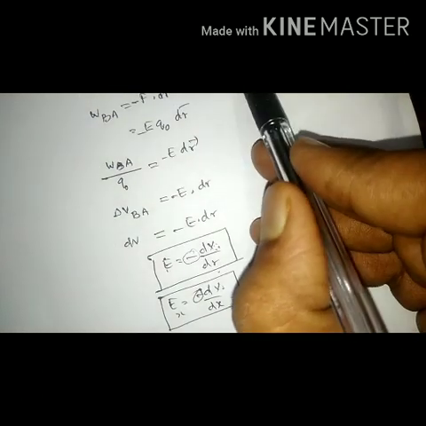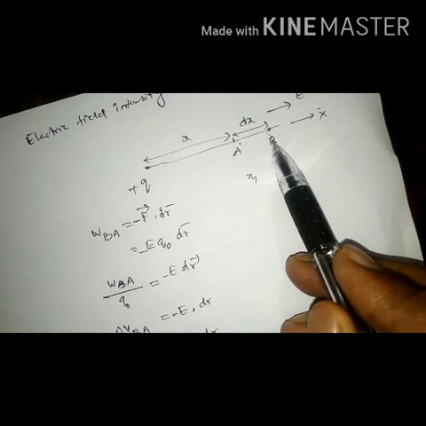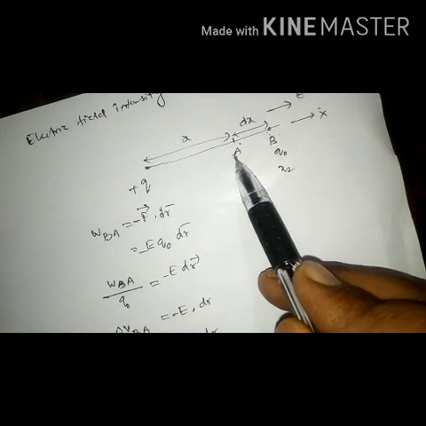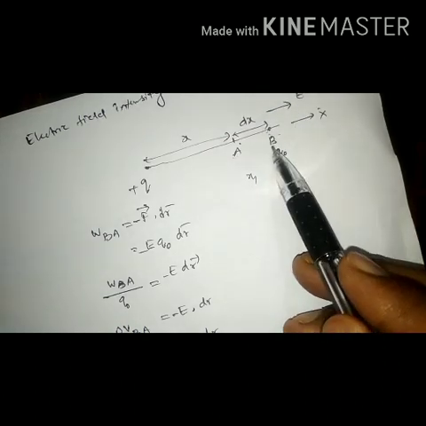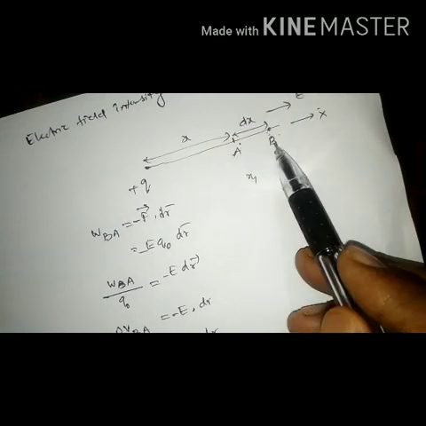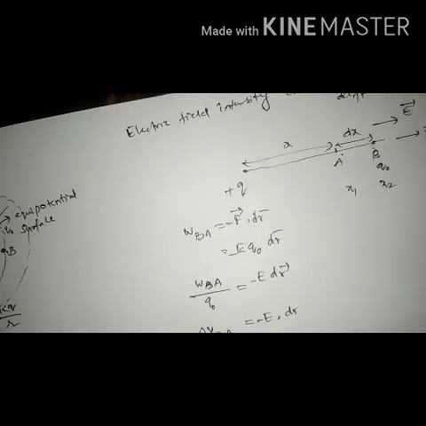So you are going from B to A, the work done is increased, and the potential also increases. Potential at A is greater than potential at B. So the direction of electric field is opposite to the direction of increment in potential with respect to distance. So that is the meaning of this equation.